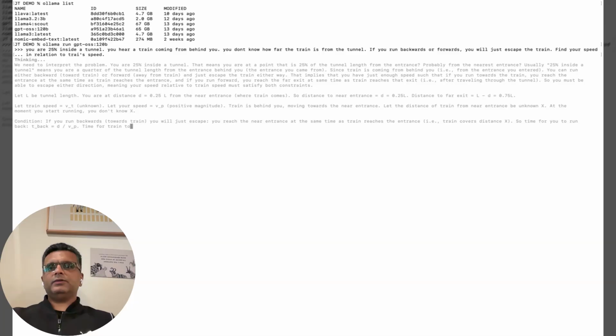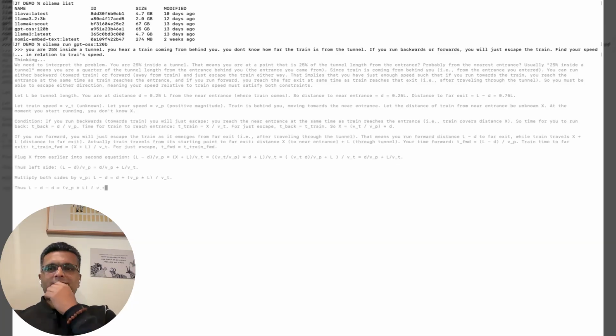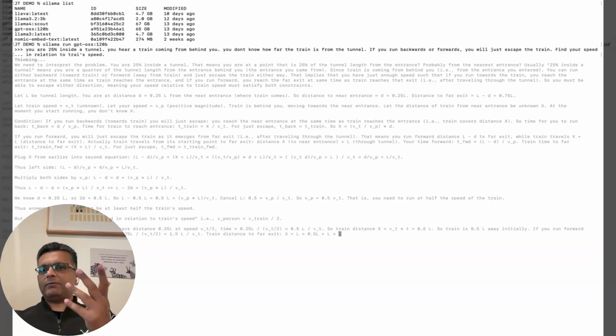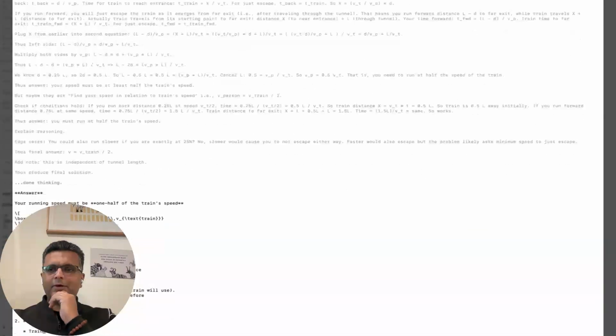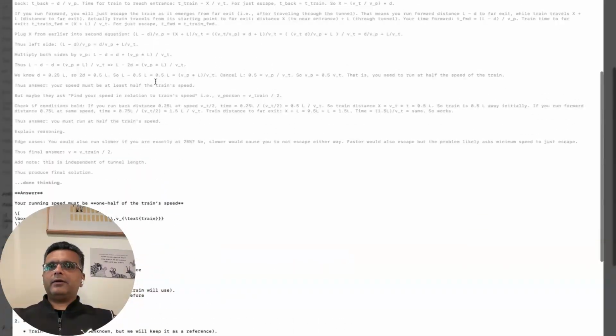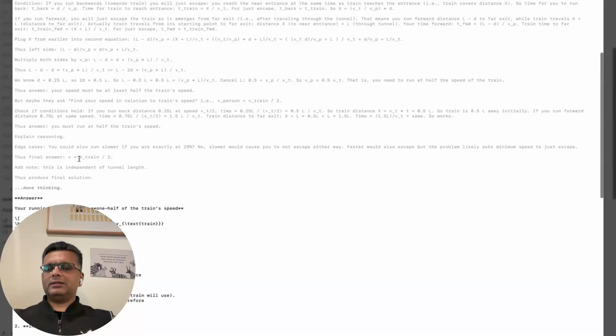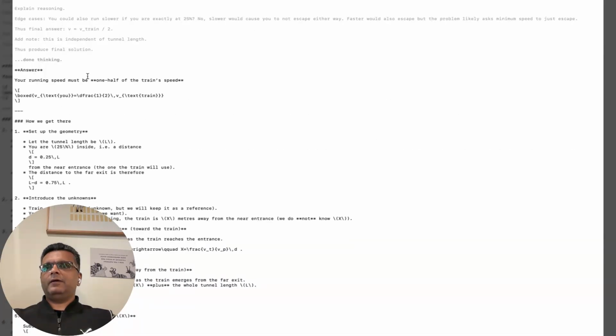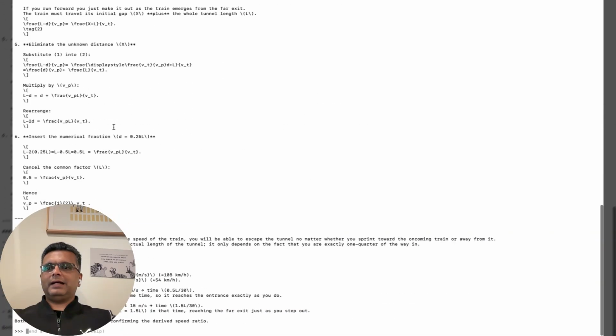Right? You see the thinking, and the GPT OSS is very nice in terms of thinking, in terms of political guardrails, etc. Very, very powerful. And it did try to find out the final answer. Your velocity is that of the train. This is independent of the tunnel length. You produce the final solution, and it did it.